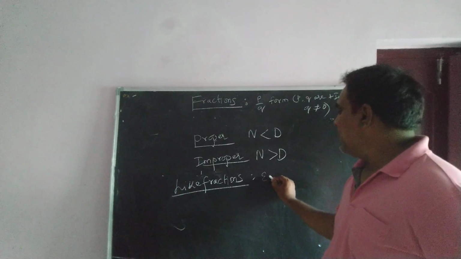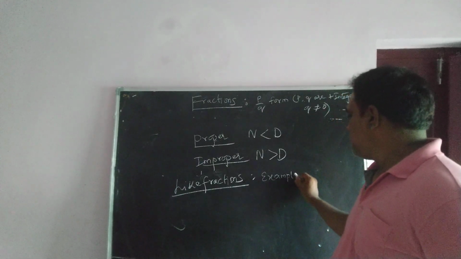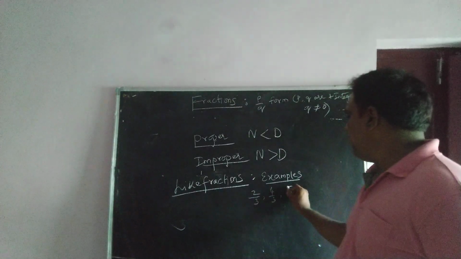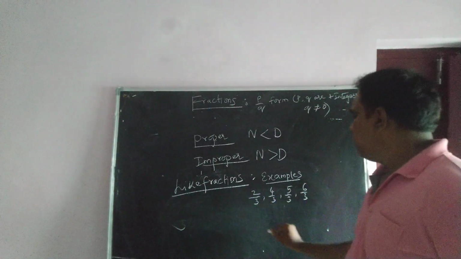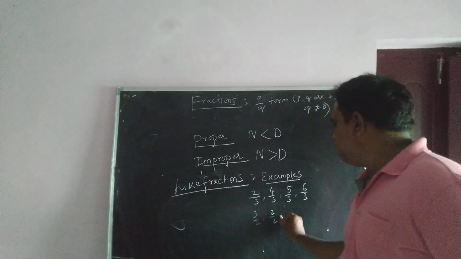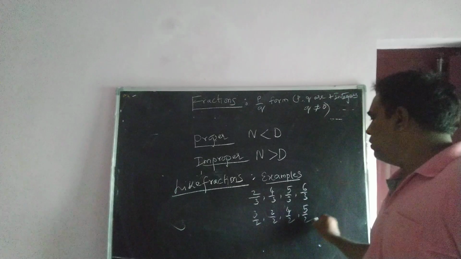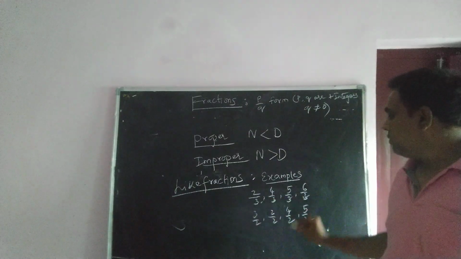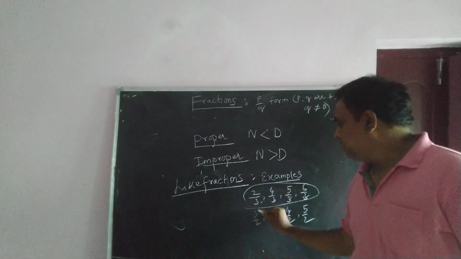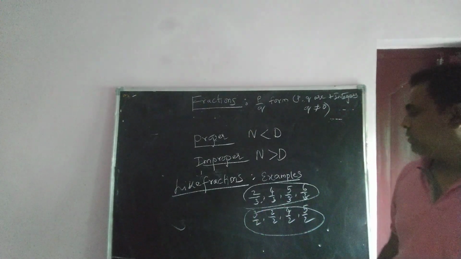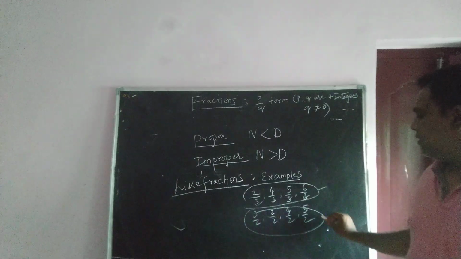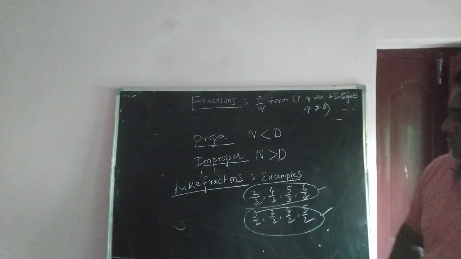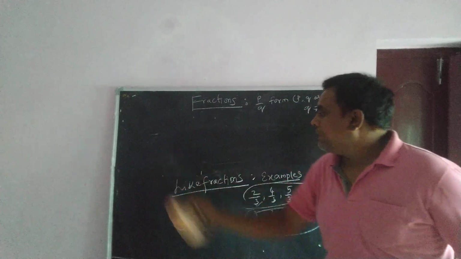Examples of like fractions are 2 by 3, 4 by 3, 5 by 3, 6 by 3 and so on, and 3 by 2, 2 by 2, 4 by 2, 5 by 2 and so on. In all these fractions we can see that the denominators are the same. So this is one set of like fractions, and this is another set. As the denominators are the same within each set, such fractions are called like fractions.